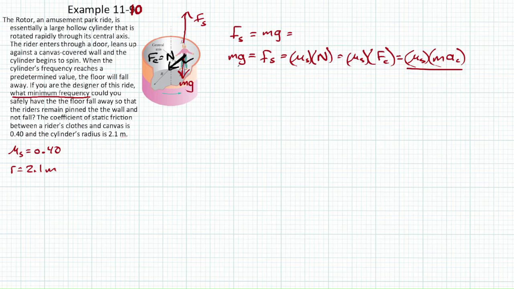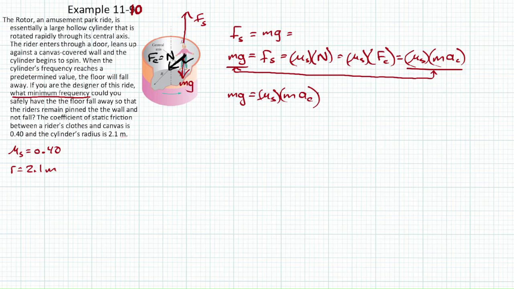So we're saying that the weight of the person is balanced out and is equal to the coefficient of static friction times their mass times the centripetal acceleration. So let's solve for centripetal acceleration. mg equals coefficient, mass of the person, times acceleration.